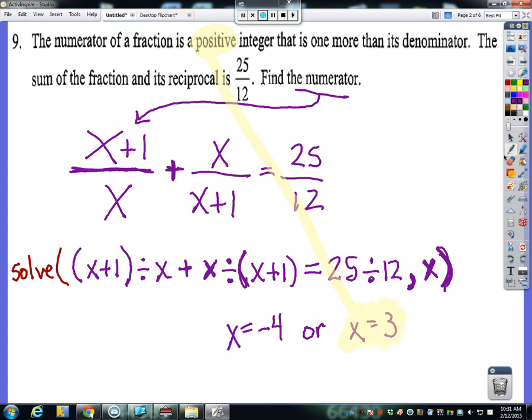And before you jump to conclusions that 3 is the answer, you got to remember they wanted the numerator. And the numerator was x plus 1. So 3 plus 1 means the numerator is 4. Now, if they asked for the denominator, which is x, and x is 3, 3 would be the answer.